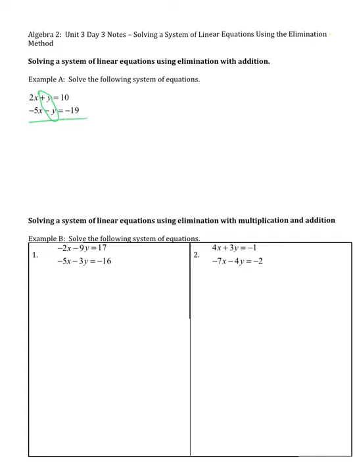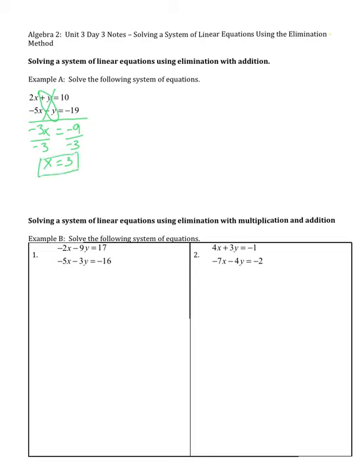Let's take a look. 2x minus 5x equals negative 3x. We're just going to add straight down, just like old-fashioned addition you learned in elementary school. Well, positive y minus y is 0y. So that goes away. We have eliminated it. And that equals 10 minus 19 is a negative 9. Divide both sides by negative 3 to find my x value. x equals 3.